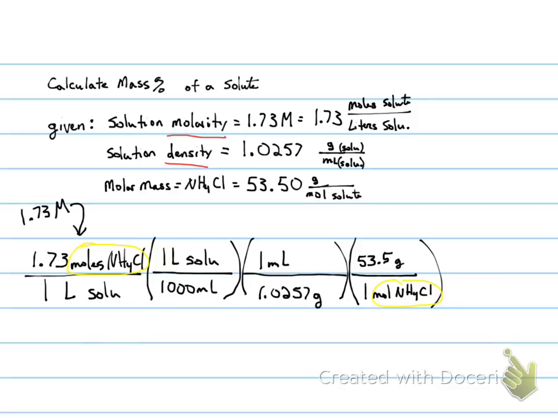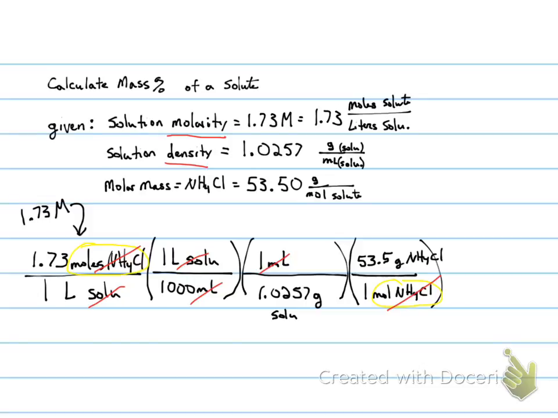So if I zoom out and start canceling units, the moles over here will cancel. It's liquid solution, milliliters. But then I have grams of both. Well, remember, this is where things get confusing. I have grams of the solution here, and I have grams of the solute, NH4Cl, there. So I can't cancel them. They're not the same thing.